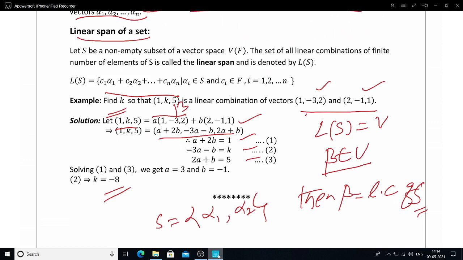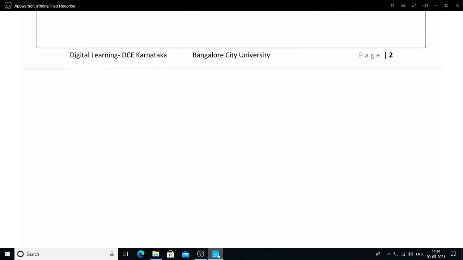If you substitute the value of A as 3 and B as minus 1, what do we get? We get (1, minus 8, 5). So this completes the solution of the example.